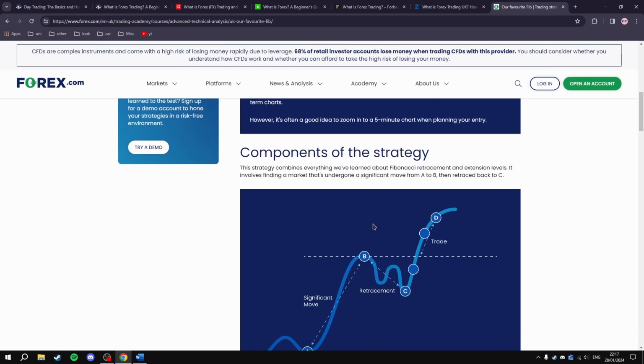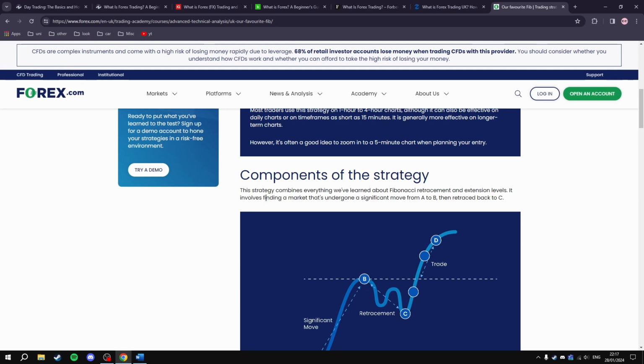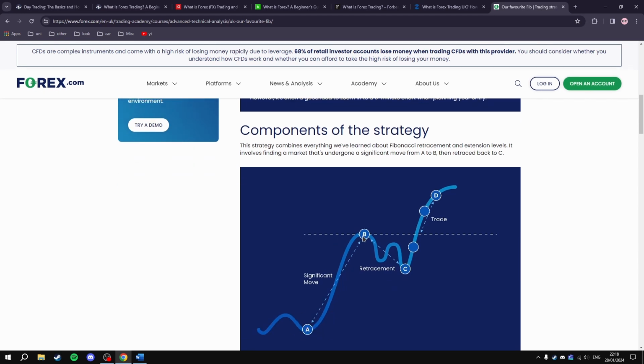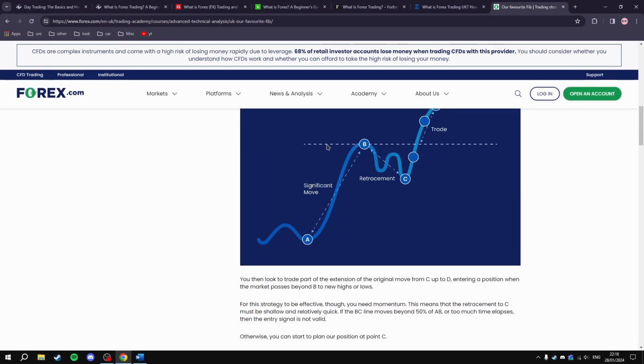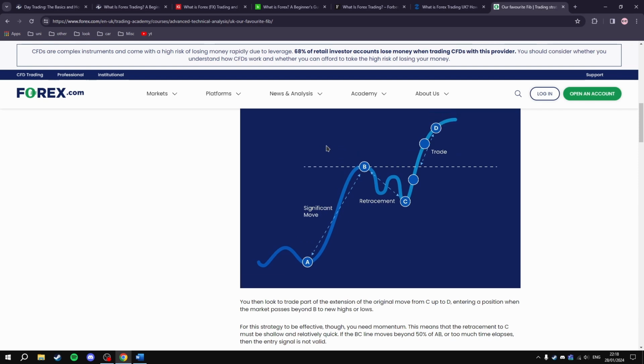Right, okay, so components of the strategy. This strategy combines everything we've learned about Fibonacci retracement and extension levels. It involves finding a market that's undergone a slight move from A to B, then retracted back to C. A slight move from A to B, then gone down to C, and then D. So that's an A, B, C, D trade. You then look to trade part of the extension of the original move from C up to D, entering the position when the market passes beyond B to new highs or lows.